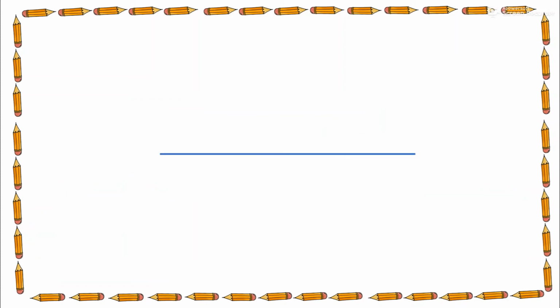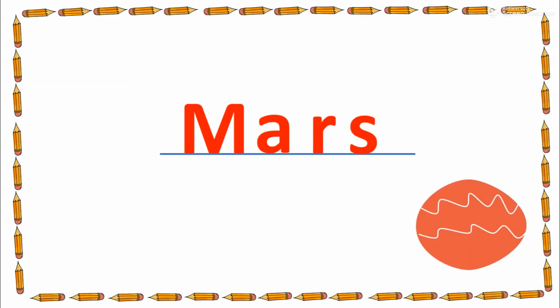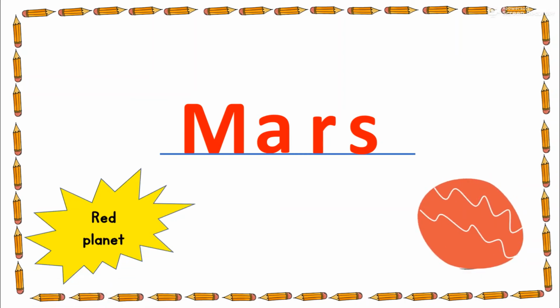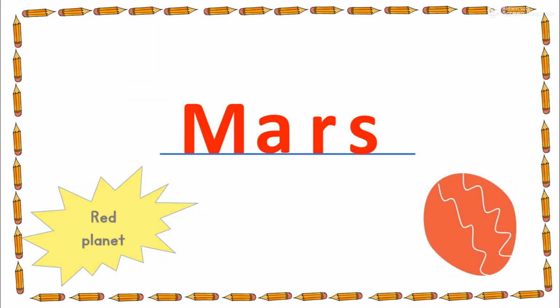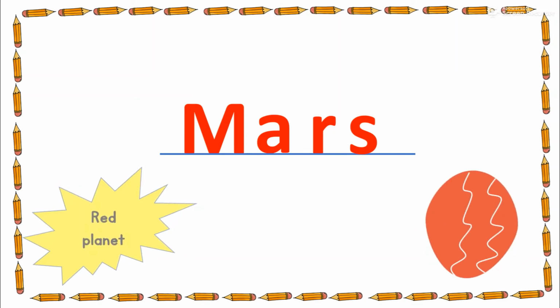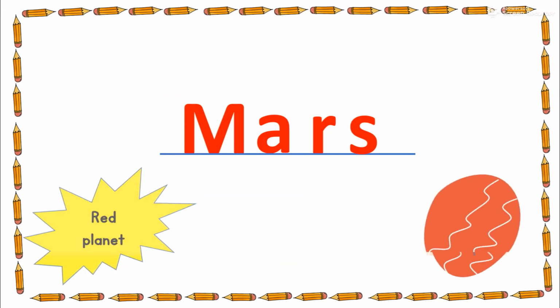The next one is Mars. Mars is also called the red planet because it has so much iron in it that it causes its soil and atmosphere to look red. Oh, great. That's why we call it the red planet.